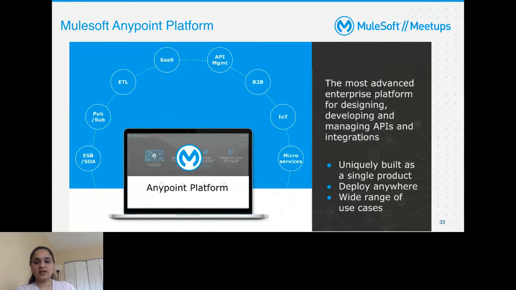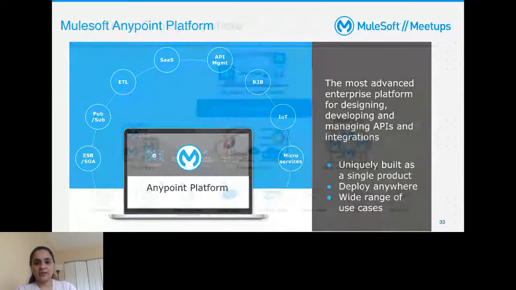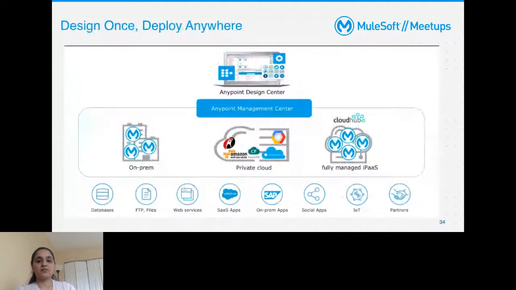It's uniquely built as a single product, and you can deploy the APIs anywhere through this platform. It can cover a wide range of use cases. The latest that MuleSoft provides is the accelerating service, which we'll see later. So the MuleSoft Anypoint platform is design once and deploy anywhere.